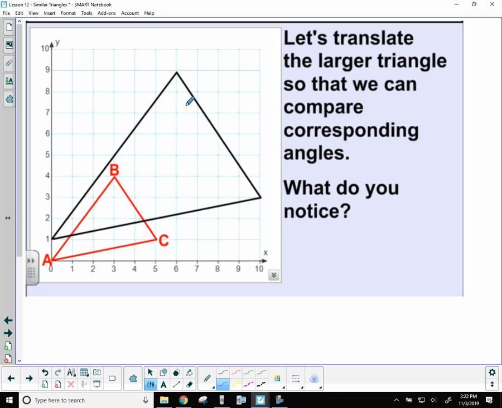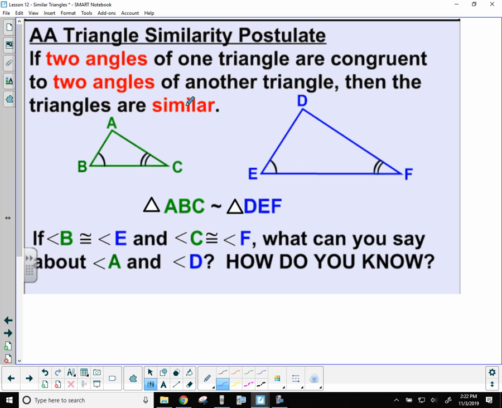Okay. So in your fill in the blank notes, angle, triangle similarity postulate. If two angles of one triangle are congruent to two angles of another triangle, then the triangles are similar. So fill in what you need. If you need to, draw the picture, because I don't think I gave you space for that.